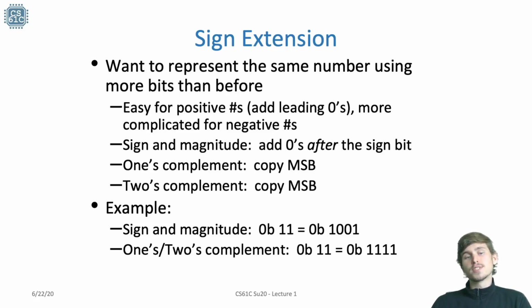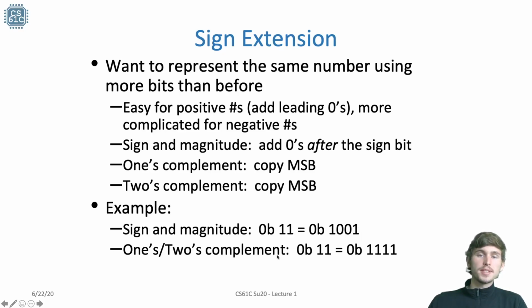So some examples are, for sign and magnitude, if we have the value 0b11, we can see that we have a sign of 1 and a magnitude of 1. So if we want to represent this with 4 bits now, we just copy over the sign bit, so now we have a sign bit of 1 right here. And we just pad the new bits with 0, and then we just copy over the old bit here, which is a 1.